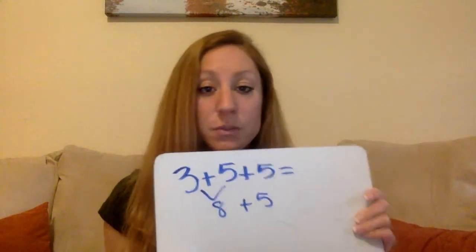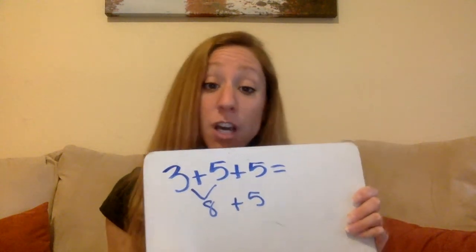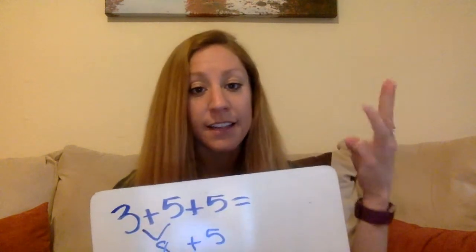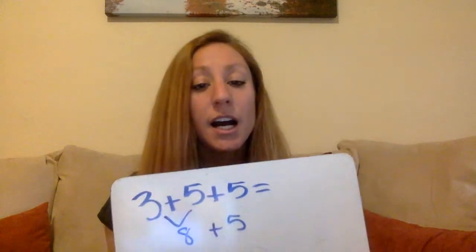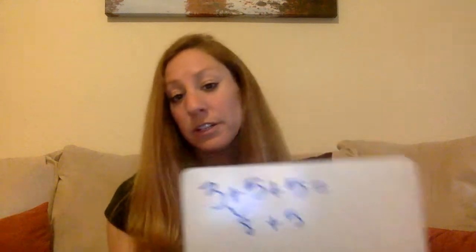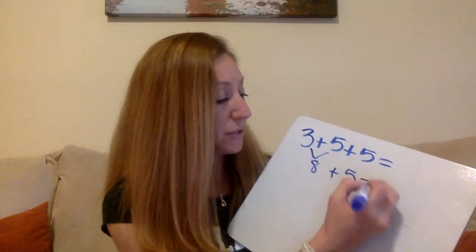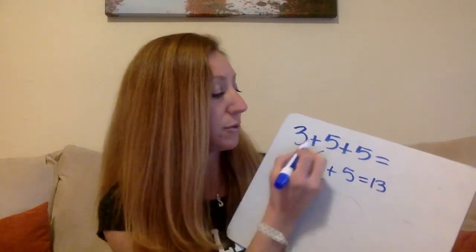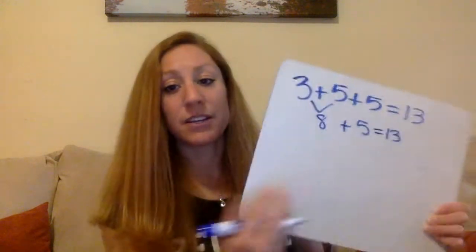And again, you can do this whatever way you want. Count on, so 8, 9, 10, 11, 12, 13. You can draw a picture. You can do another number bond. But 8 plus 5 makes 13. So 3 plus 5 plus 5 makes 13.